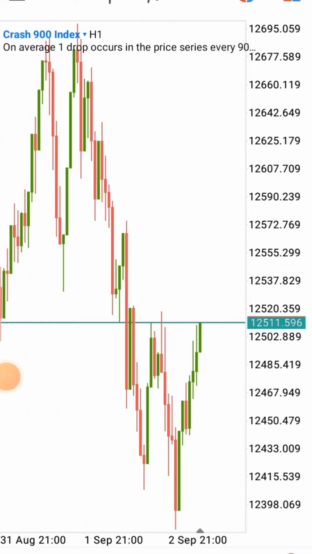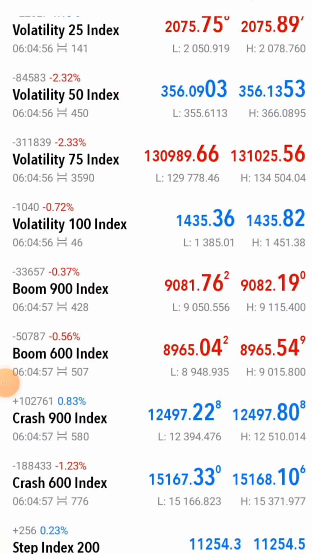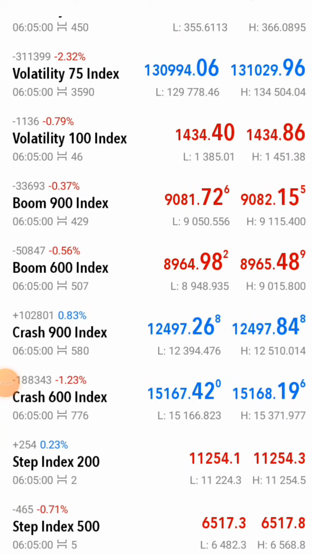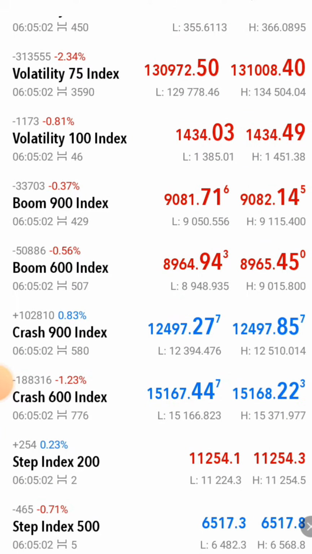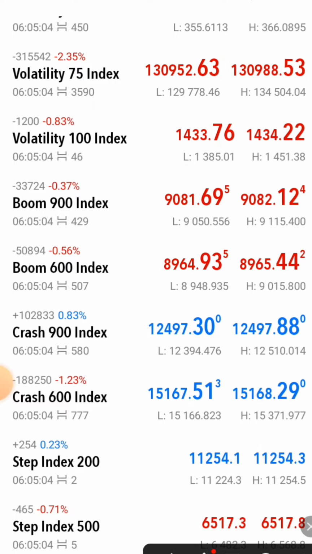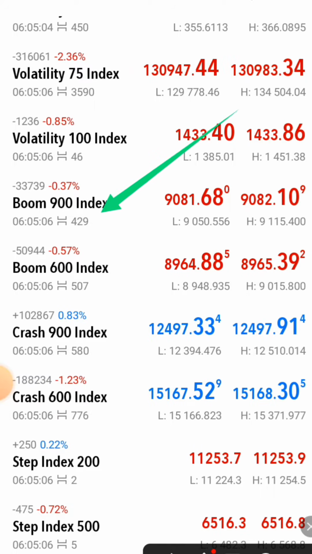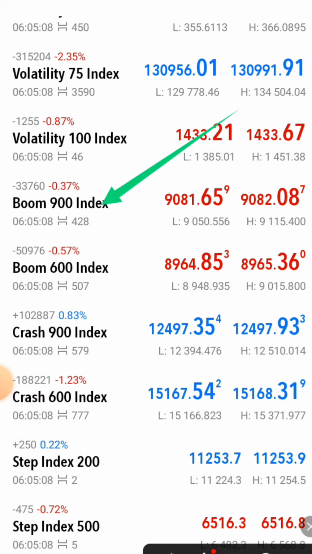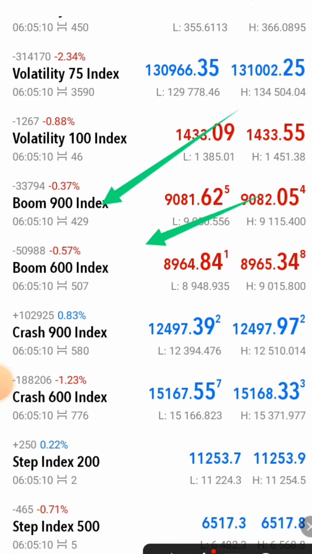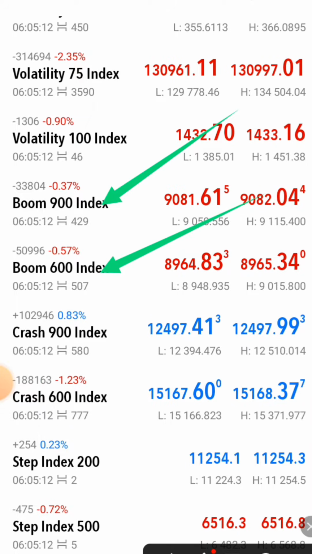To start cashing out in this Crash 900, we all know there is this latest update in MT5 from the Deriv platform. Like we can see now, there is this add-up. We have this Boom 900, Boom 600. As we can see, they are all there.